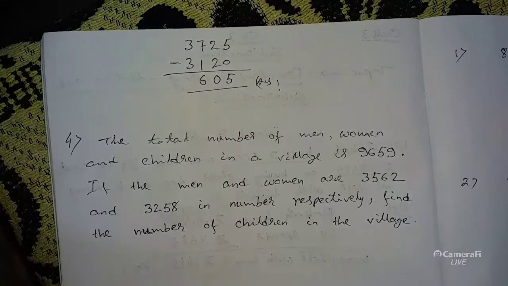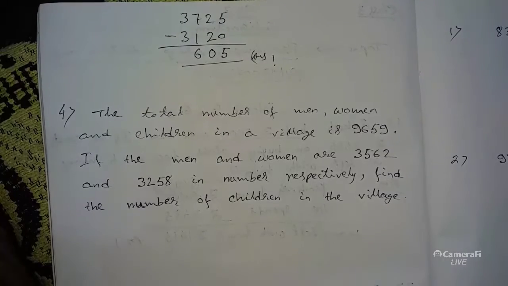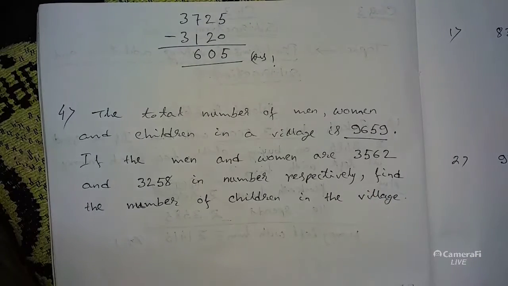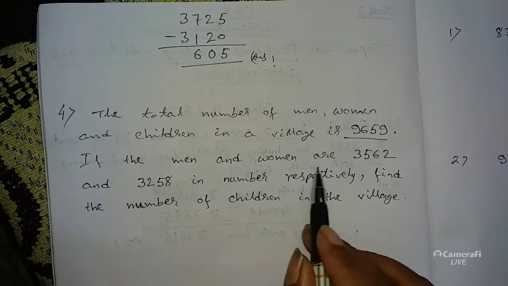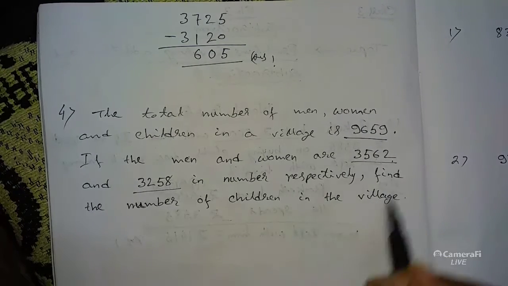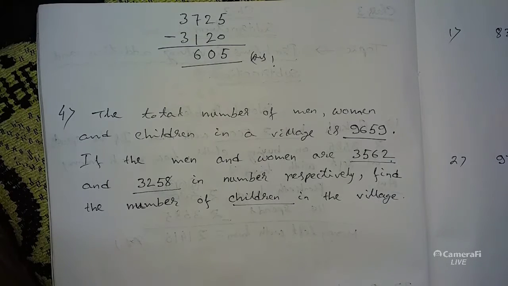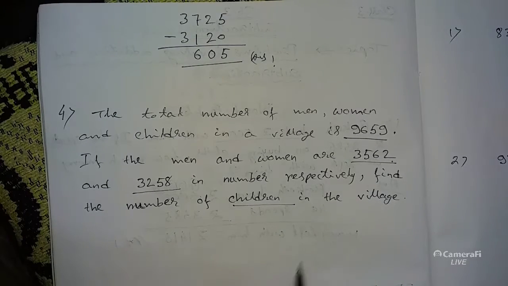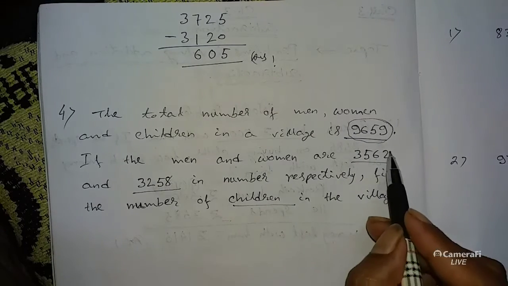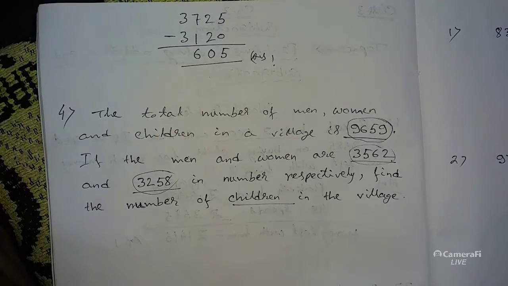Here is the problem. The total number of men, women and children in a village is 9659. If the men and women are 3562 and 3258 in numbers respectively, find the number of children in the village. So here what are given? Total number of men, women and children is this, and number of men is this, number of women is this one. Let us first find the total number of men and women.